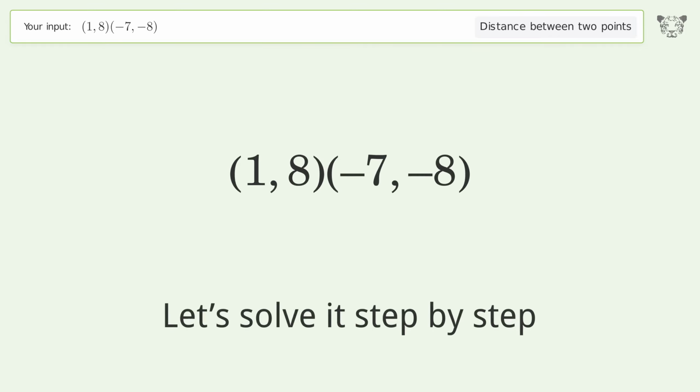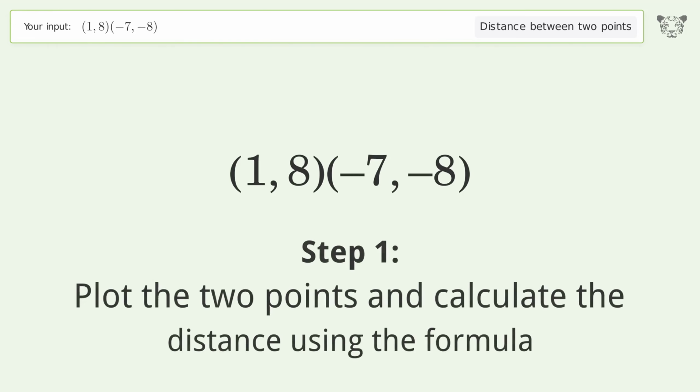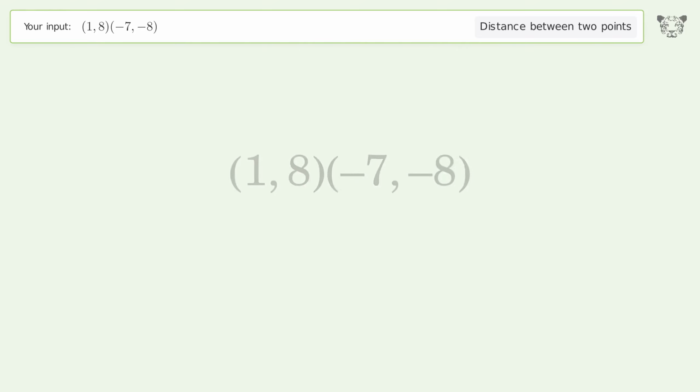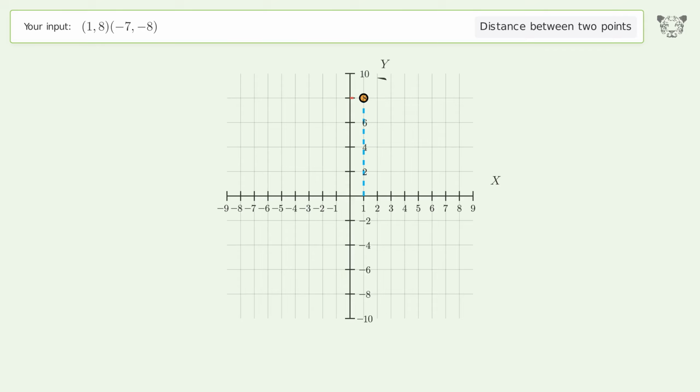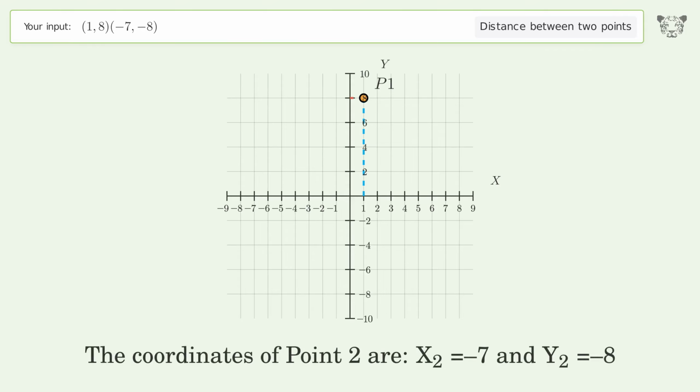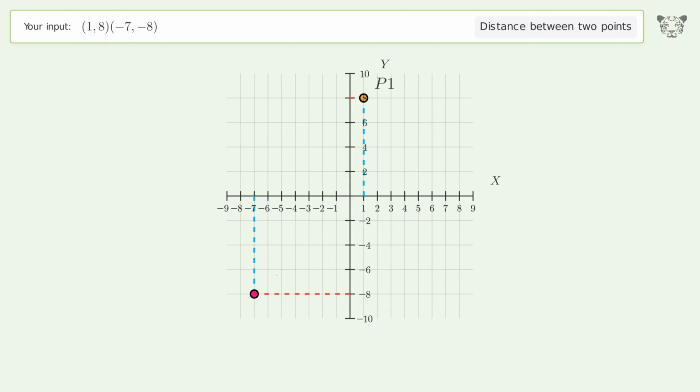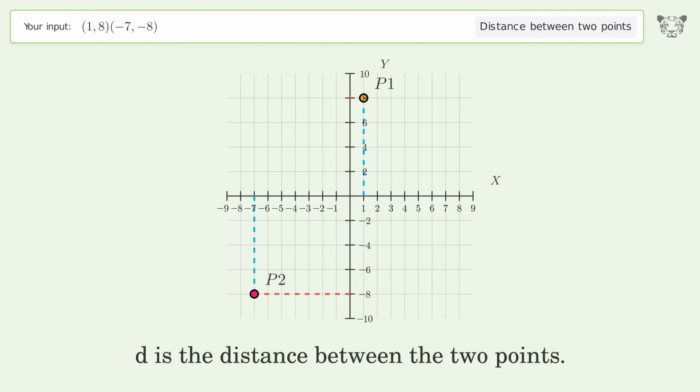Let's solve it step by step. Plot the 2 points and calculate the distance using the formula. The coordinates of point 1 are, x1 equals 1 and y1 equals 8. The coordinates of point 2 are, x2 equals -7 and y2 equals -8. D is the distance between the 2 points.